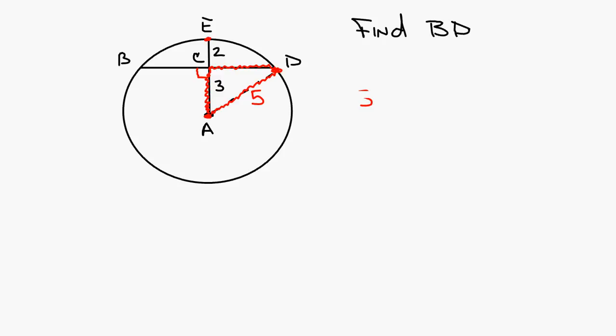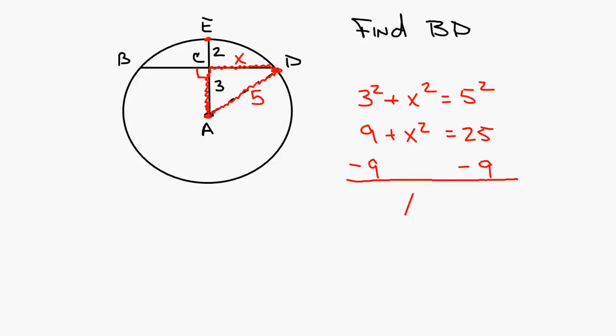So if 3 squared plus, call this piece x if you want, 3 squared plus x squared equals 5 squared, doesn't it? So 9 plus x squared equals 25. Subtract 9. X squared equals 16. And if you find the square root of each side, then x equals 4.